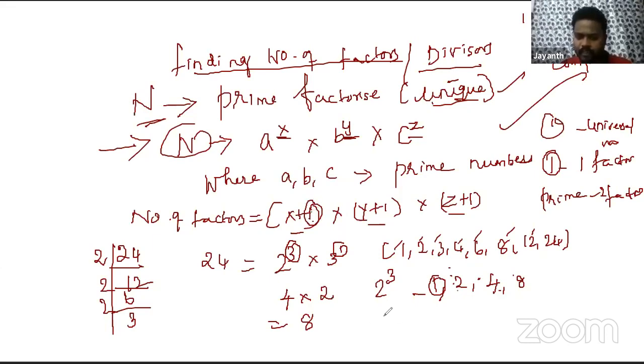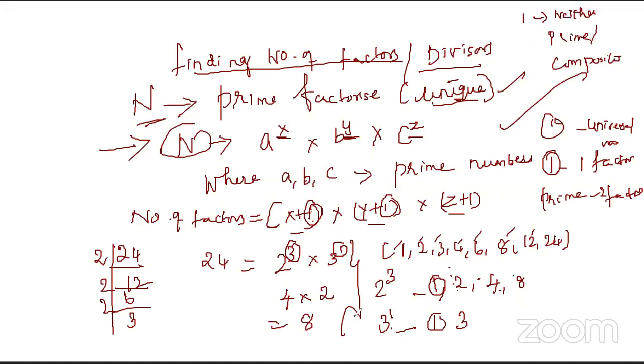For example, say 3 power 1 is there. 3 power 1 means what? 3. What about 3? For the number 3, 1 is also a factor, right? That is why we are adding 1 to each prime's power. Is that clear? Guys, is that clear or not? Yes, sir. Please say it louder, is that clear or not?